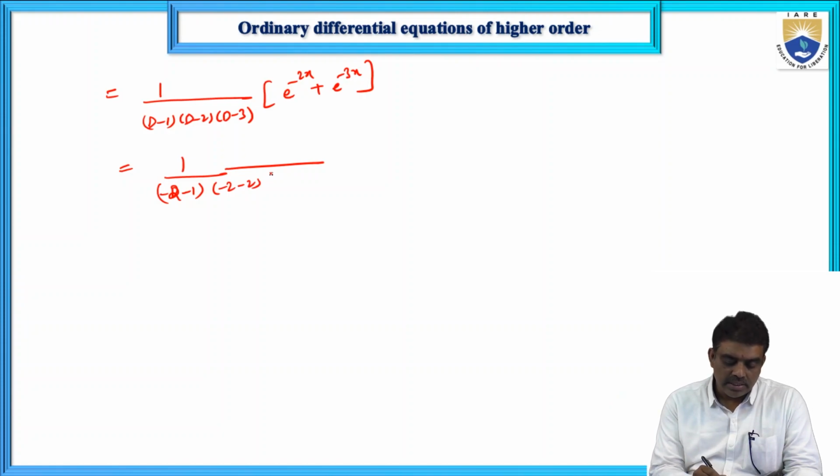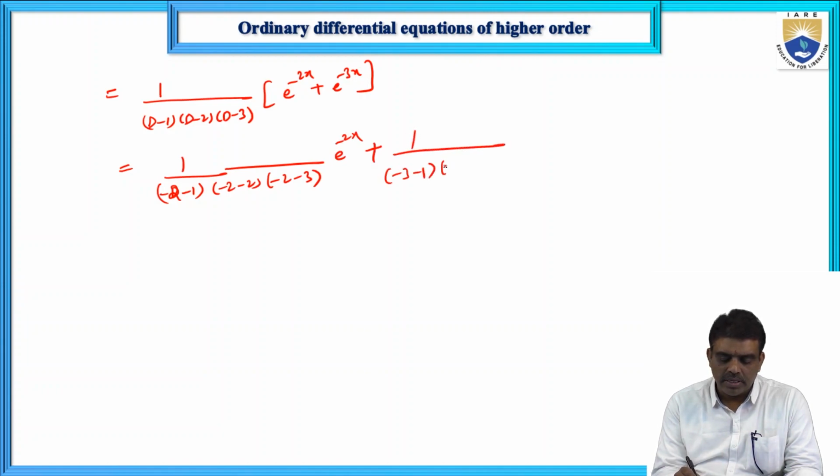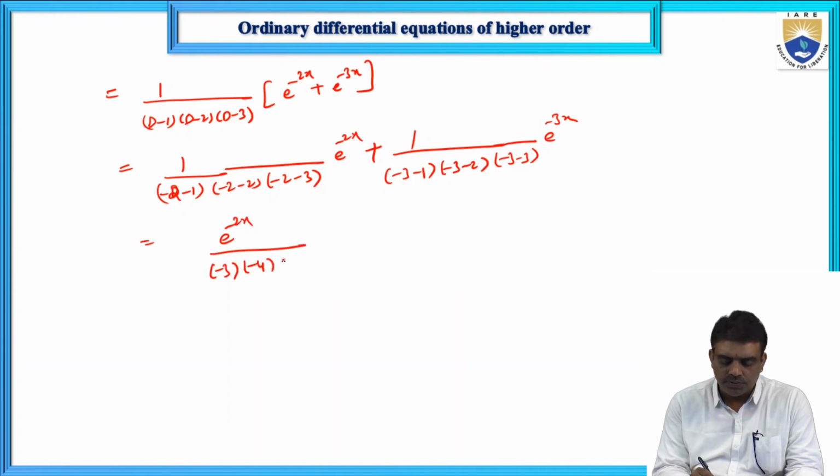So I'm writing this as 1 by (minus 2 minus 1)(minus 2 minus 2)(minus 2 minus 3) of e power minus 2x, plus 1 by (minus 3 minus 1)(minus 3 minus 2)(minus 3 minus 3) e power minus 3x. So e power minus 2x by this is minus 3, minus 4, minus 5, plus 1 by minus 4, minus 3, minus 2, again it is minus 5. This is minus 3, minus 3, minus 6 of e power minus 3x.